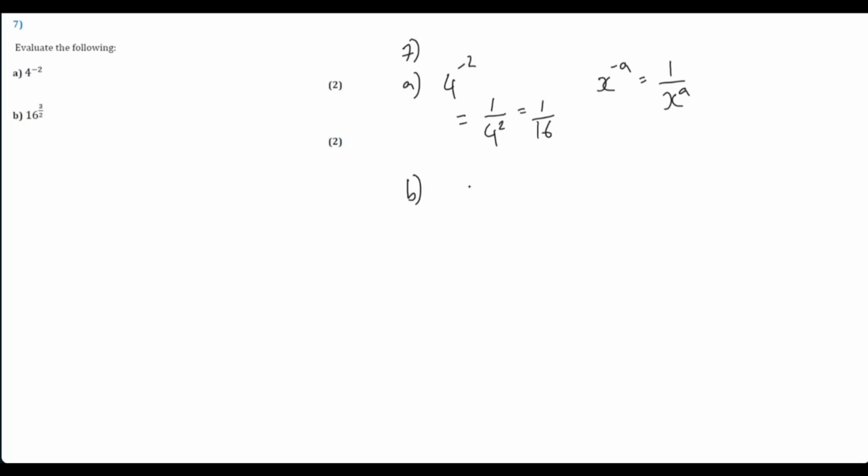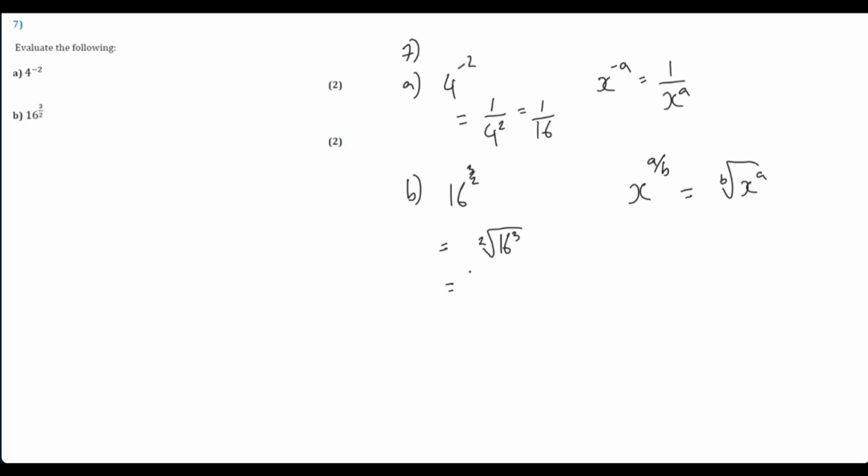Part B, we have a fractional power here. Remember, with fractional powers, it will be a root. So we have x to the power of a over b. This would become the b-th root of x to the power a. Now the denominator goes on the outside and the numerator goes on the inside. So this becomes the root of 16. 2 goes on the outside, the 3 goes on the inside.